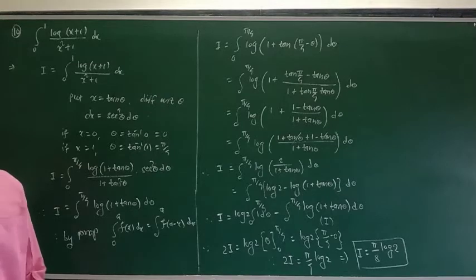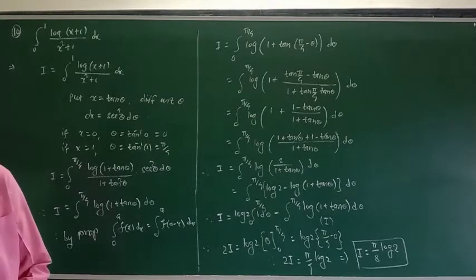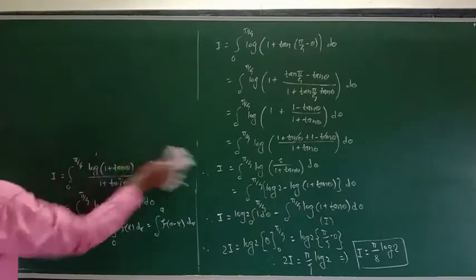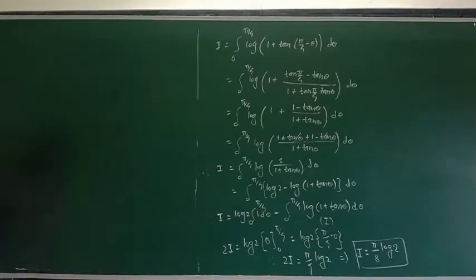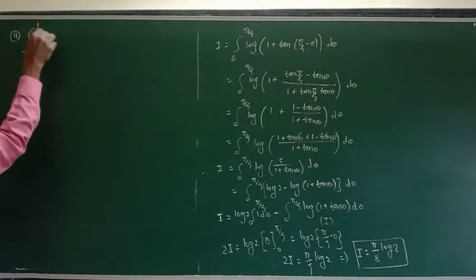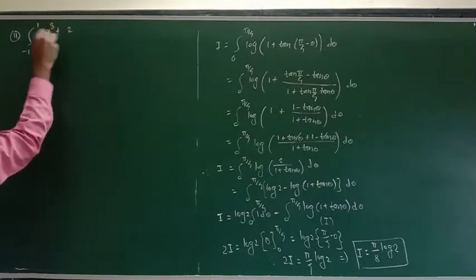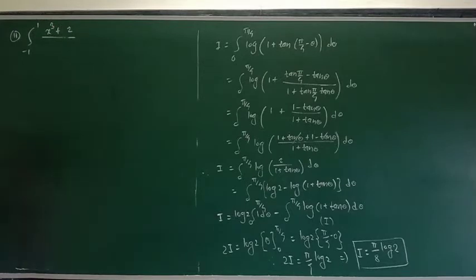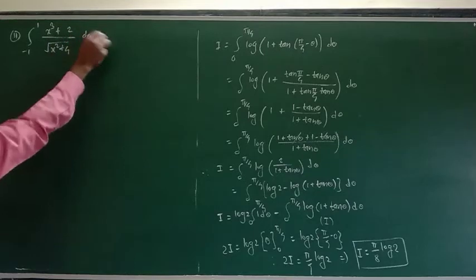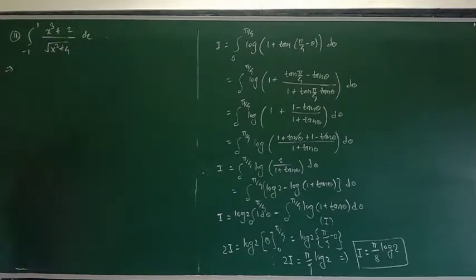After that we get the value of the integral, pi by 8 log 2, as the value of the definite integration. Now see example number 11. Okay, question number 11. What they have given here is the integration from minus 1 to 1 of (x cube plus 2) upon root of (x square plus 4) dx.